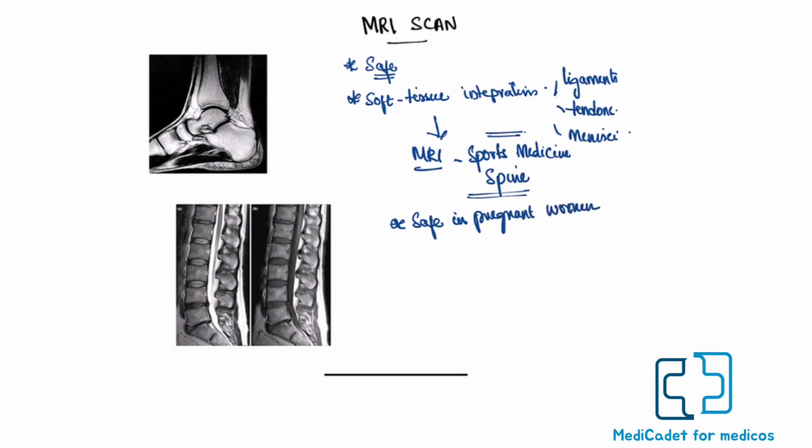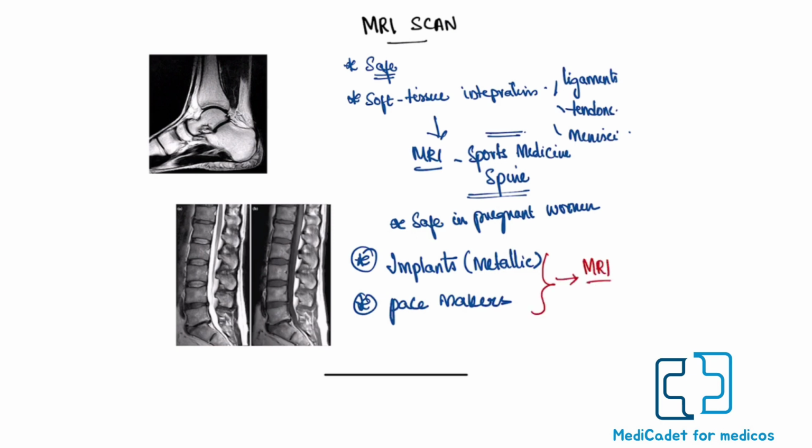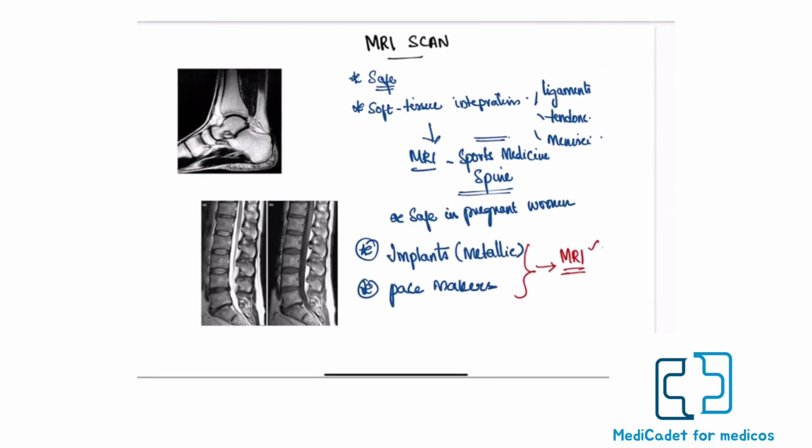But there is also a clause for your MRI. It cannot be used in patients who already have implants, right? Metallic implants, and especially patients with pacemakers. So these two are the persons in whom your MRI is contraindicated. MRI is contraindicated in the presence of pacemakers and people with implants, right? People with implants in their ear or brain are not supposed to be subjected to MRI.